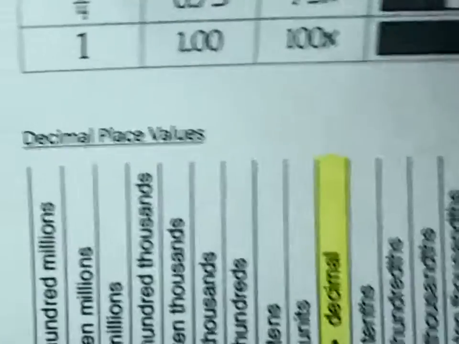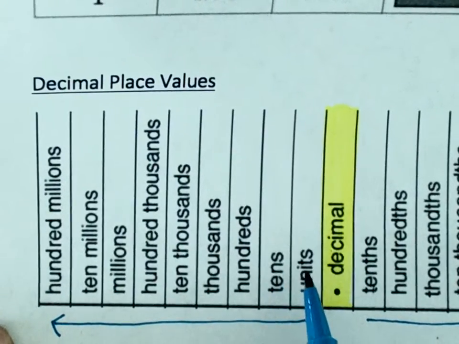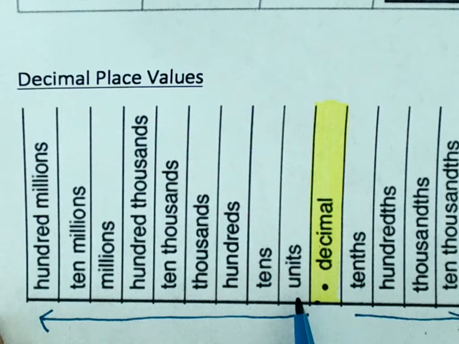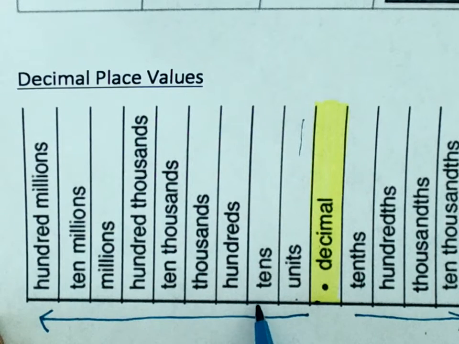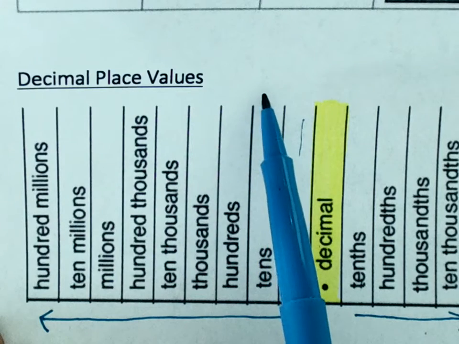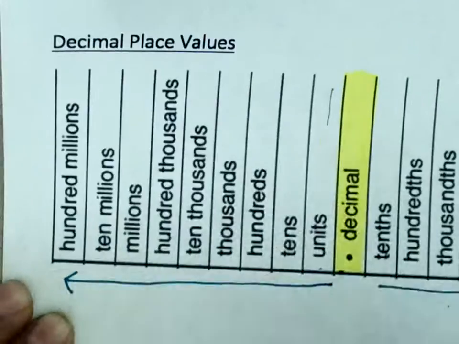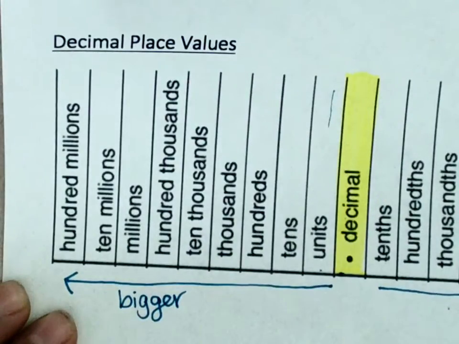Now when it comes to decimal place values, these are all of our place values in order. So if our decimal is here, the next biggest number is the unit. So 1, 2, 3, 4, 5, 6, 7, 8, 9, 10. The next biggest unit is the tens. Again, all 1 through 9 can go here. Then the hundreds, thousands, 10,000s, 100,000s, millions, 10 millions, and 100 million. So you'll see that it gets bigger as we go to the left.